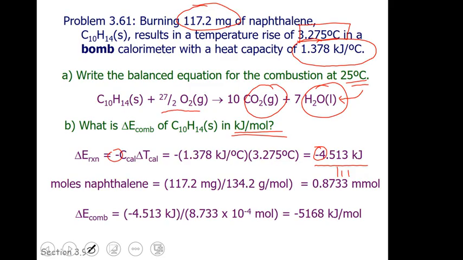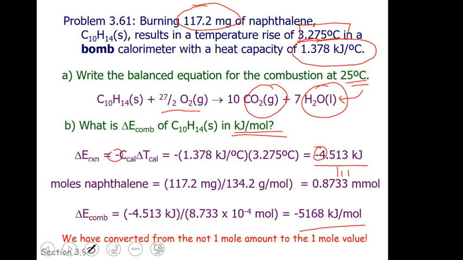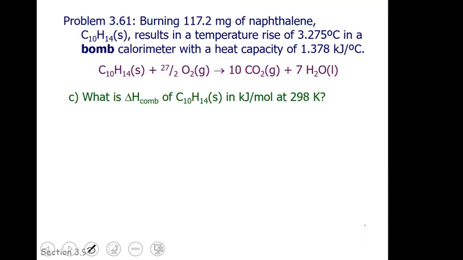So I will take my kilojoules from my change in energy of reaction and divide it by my moles of material. And now I have a reasonable value for combustion, minus 5,168 kilojoules per mole. So now we have converted from the not 1 mole amount to the 1 mole amount value. Now let's move to part C.